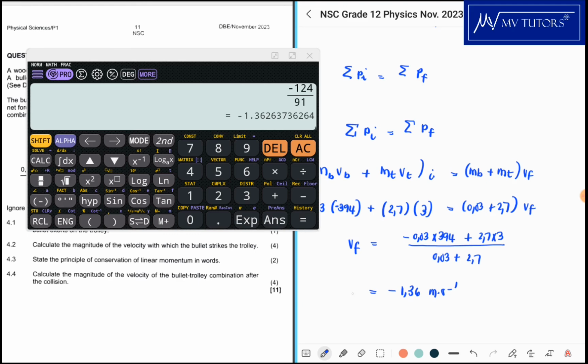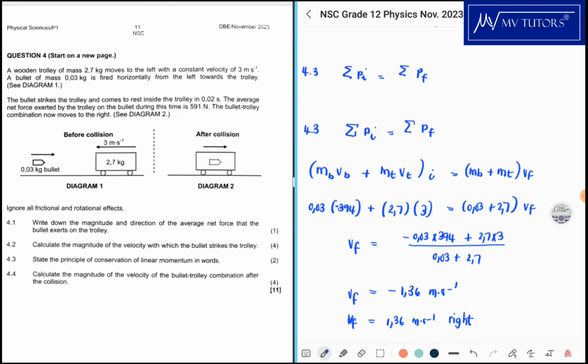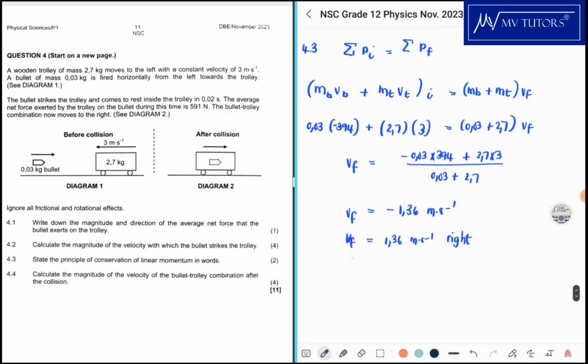That is basically 1.36 meters per second to the right. Okay, remember velocity is a vector, so magnitude and direction. Okay, and that is it. Are we done with question 4? Yes, we are.